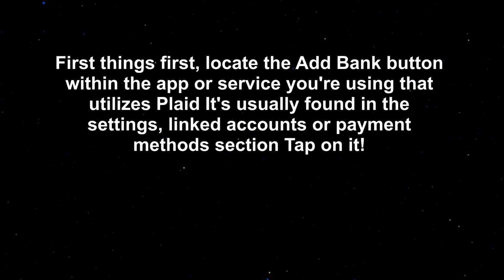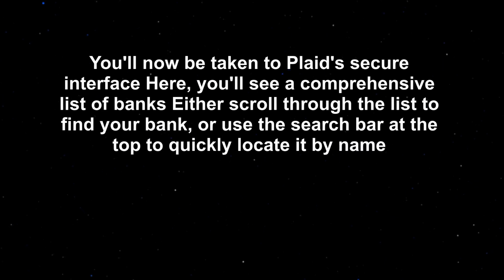Ready to unlock a world of seamless financial connectivity? First things first, locate the Add Bank button within the app or service you're using that utilizes Plaid. It's usually found in the Settings, Linked Accounts, or Payment Method section. Tap on it. You'll now be taken to Plaid's secure interface.